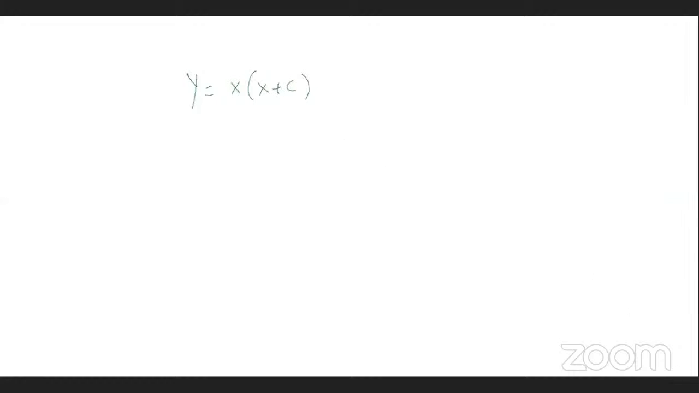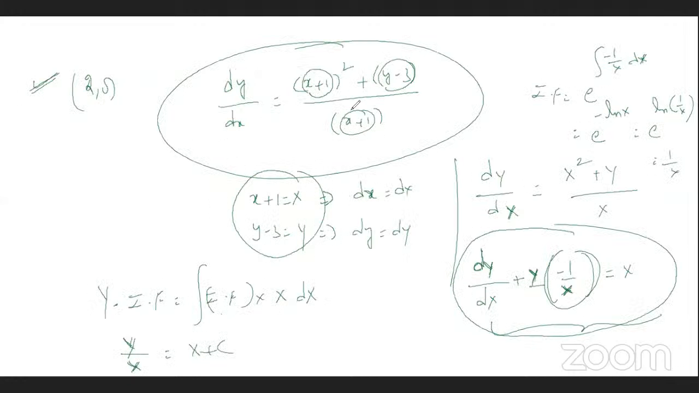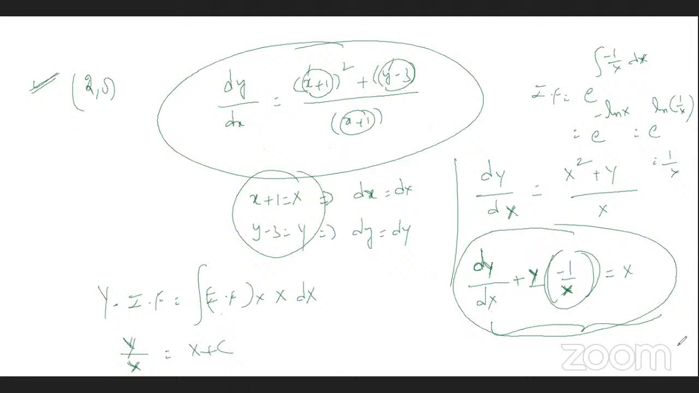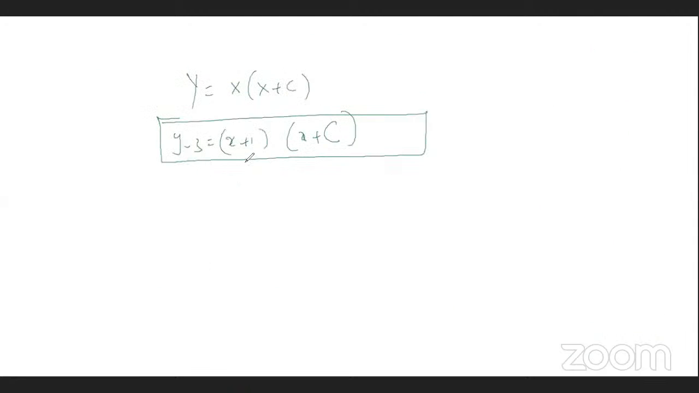Just for the sake of solving, I used the substitution. But the final answer should be in terms of small x, small y. Is it right? Yes, sir. What is capital X? Small x plus 1. So 1 plus c I am calling another constant. Can I do like this? Yes, sir. So this is y minus 3. This is my required curve. And what they are saying, this curve is passing through 2 comma 0. Substituting 2 comma 0, we get 0 minus 3 equals 3 into 2 plus c.